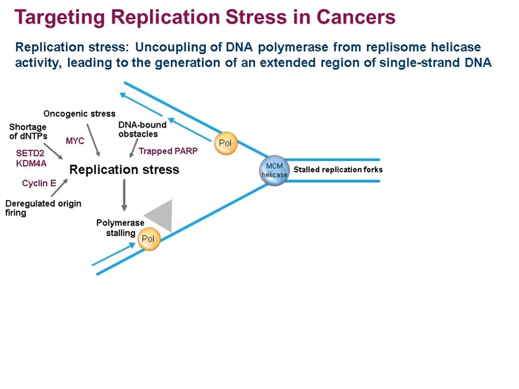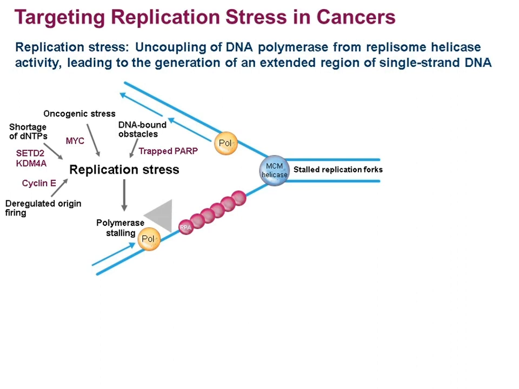You can also end up with increased replication stress with oncogenic proteins such as MYC being overexpressed, and again that's thought to drive transcription, and you get clashes between the transcriptome and the replisome. Or indeed you can have DNA-bound obstacles such as trapped PARP or secondary structures, for example, or other DNA lesions.